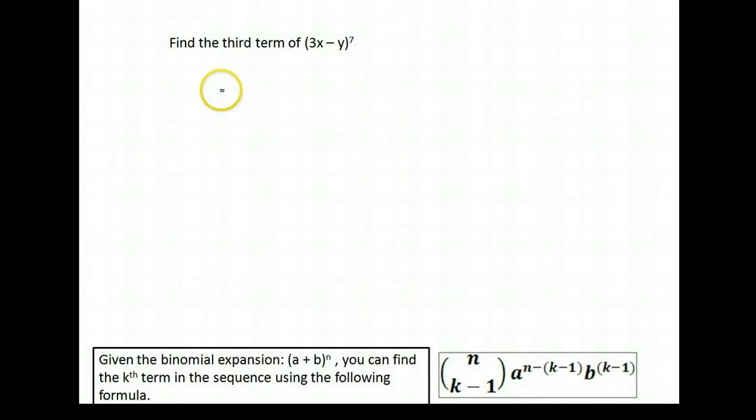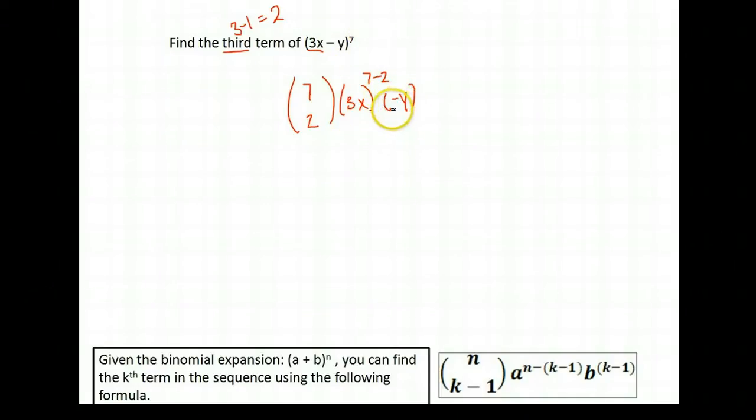Let's find the 3rd term of 3x minus y to the 7th power. Again, the first thing I'm going to do is, okay, 3rd term, I subtract 1 from it. So I want to use 2 in my formula here. On the top, you go with your exponent, which was 7. And down here, I'm going to put my 2, 1 less than the term they're looking for. We take the first term in our binomial, 3x, and we take it to the 7 minus 2 power. Then we take our n term, which is a negative y.